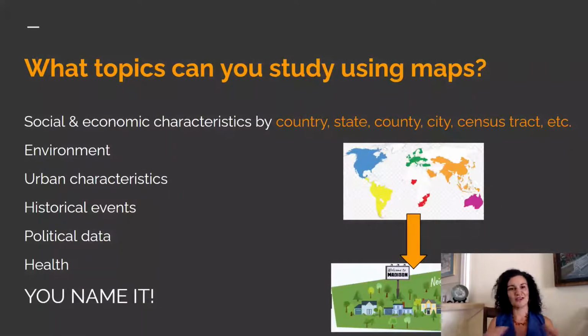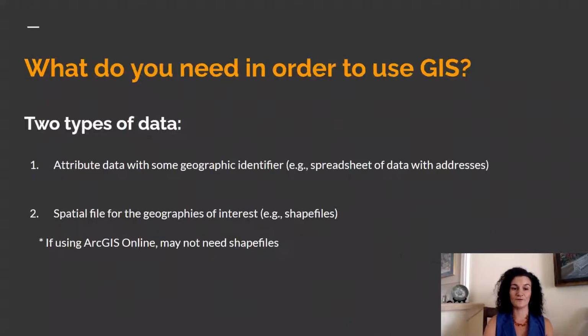So as I mentioned, GIS is used in nearly every field. So you can study anything from socioeconomic characteristics at different geographic units of analysis, or geographic levels, right? We can look at country level differences, or we can even look at differences between different census tracts or block groups or neighborhoods as we define them. We can look at environmental topics or urban characteristics, historical data, political data, and what we're going to be focusing on today, which is health data, right? So many potential uses for GIS.